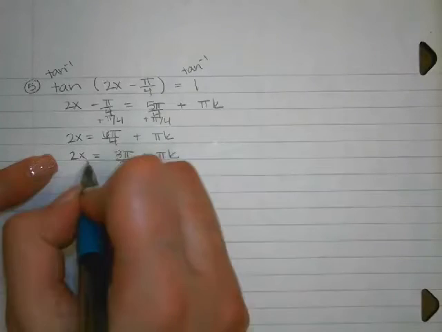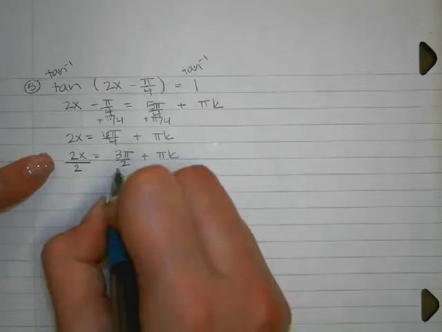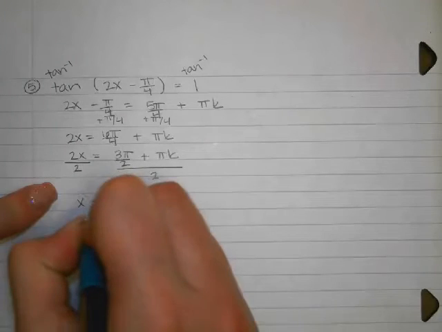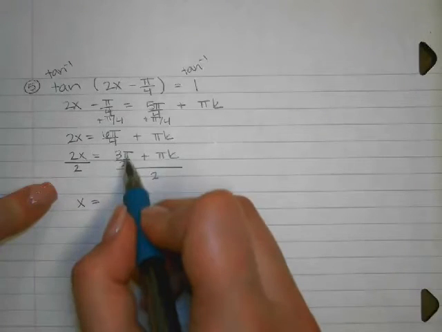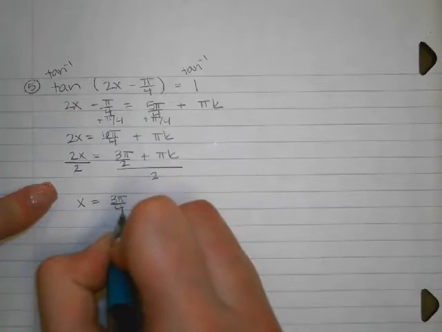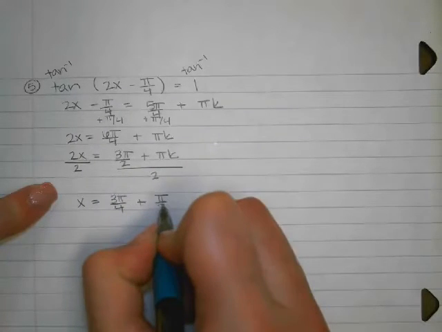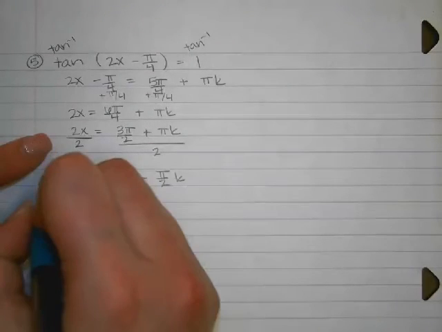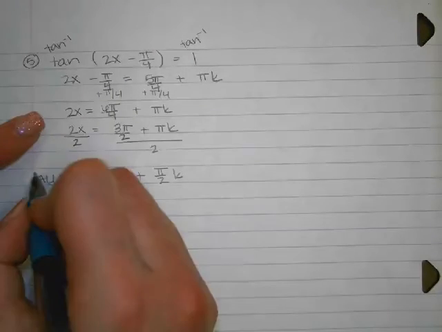Okay, so now I can go ahead and divide by 2 and divide by 2. And so I'm going to get x equals 3 pi-fourths, 2 times 2 is 4, 3 pi-fourths plus pi-halves k. So this represents every possible solution I could get.